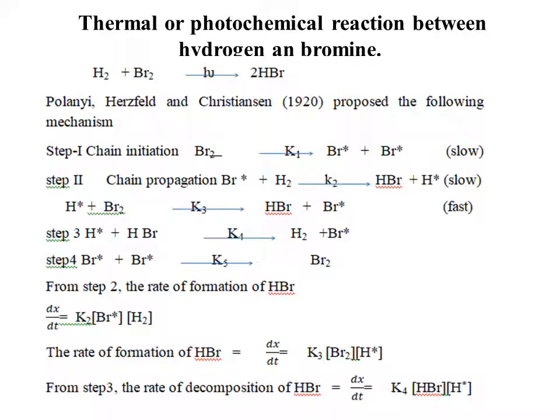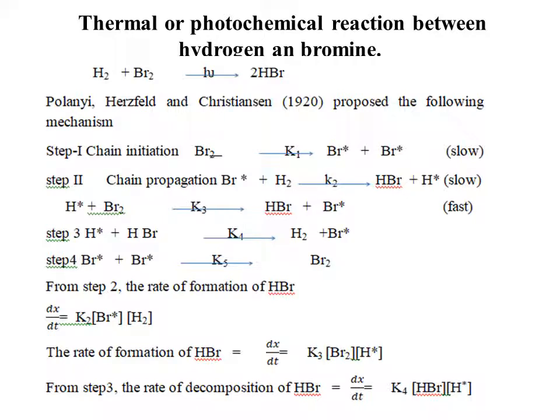Step number 3, H* will react with HBr with the rate constant K4 to form H2 and Br*. The fourth step is the termination step, that is bromine radicals Br plus Br will react to form the bromine molecule with a rate constant K5.